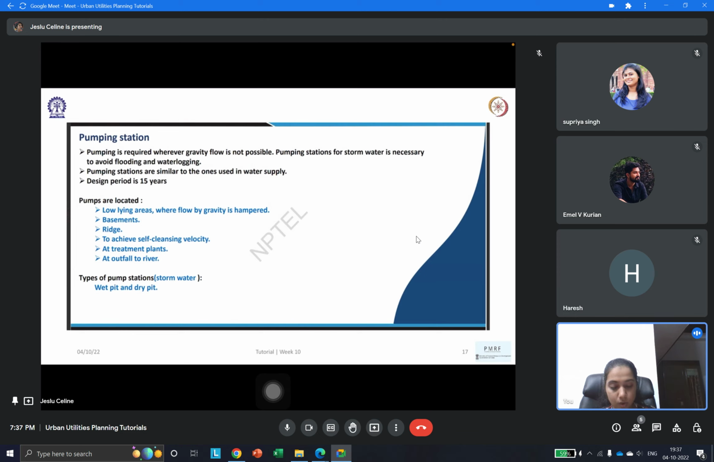Pumping is required, and the design period is usually 15 years. We also discussed where pumps will be used: in low-lying areas where gravity is hampered, basements, ridges, to achieve self-cleansing velocity, treatment plants, and outbound river. So this is important. You can keep this in mind, because one of the questions which will be coming up might need this point. So yes, let's proceed.